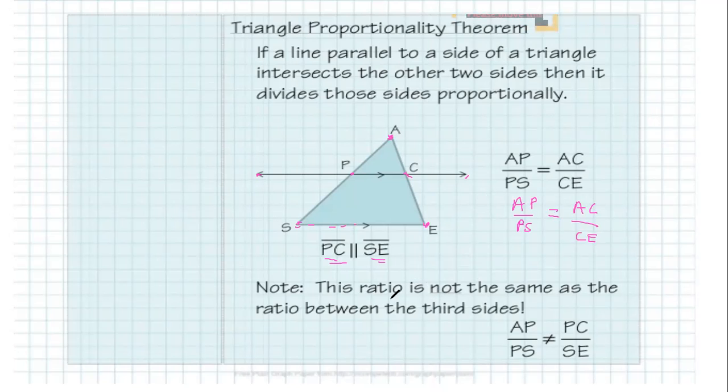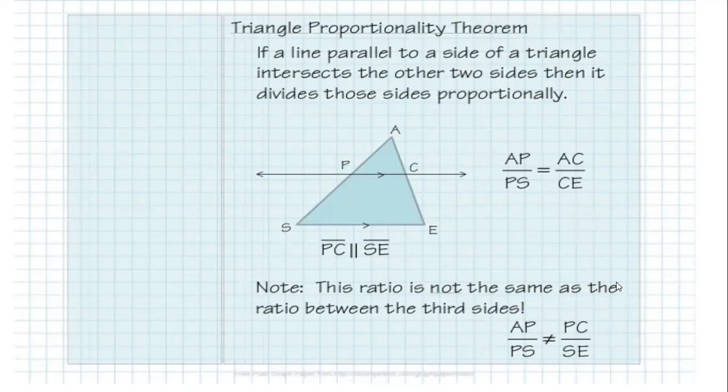But you should also take into consideration that the ratio of AP to PS is not equal to the ratio of PC to SE. So this one here is not true, but it is only true for these two sides which are divided proportionally.